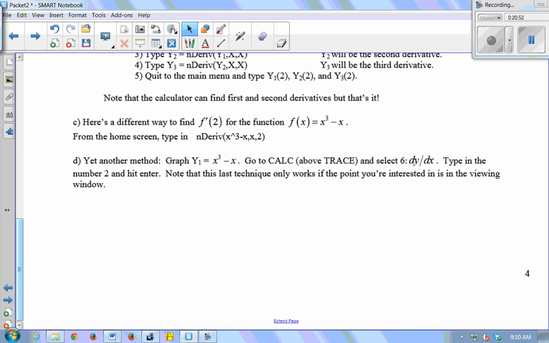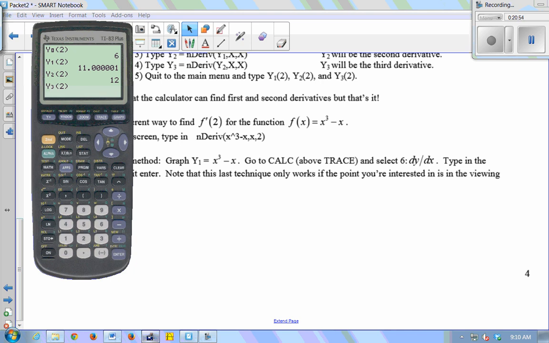You can also do it all right in the home screen. If I wanted to find f prime of 2, I could type nderiv of x cubed minus x. That's my original f. And then comma x, that would be my d dx. I'm taking d dx and evaluating it at 2. And I get the 11.